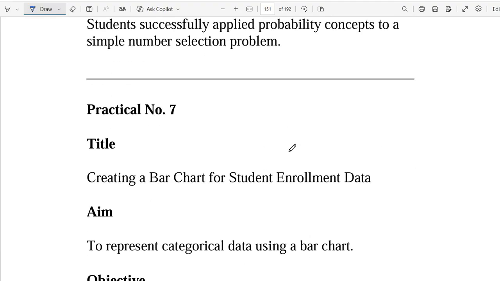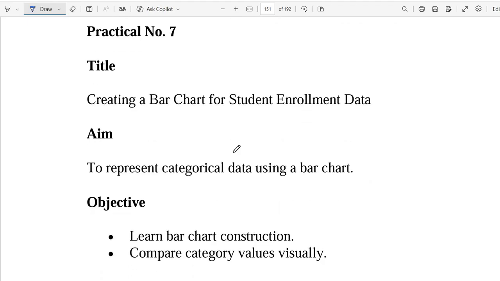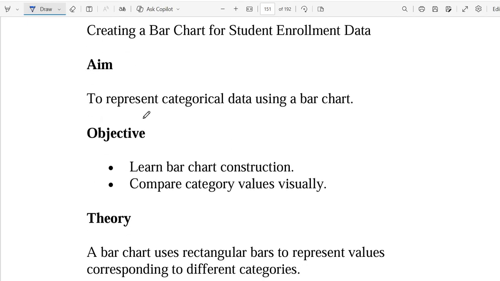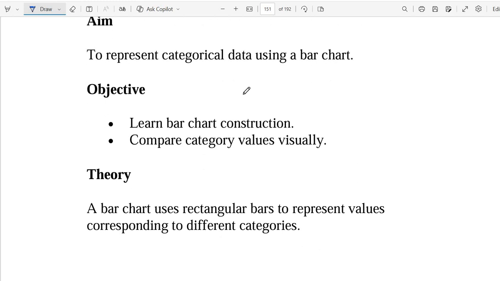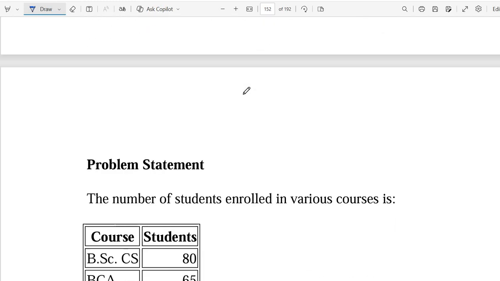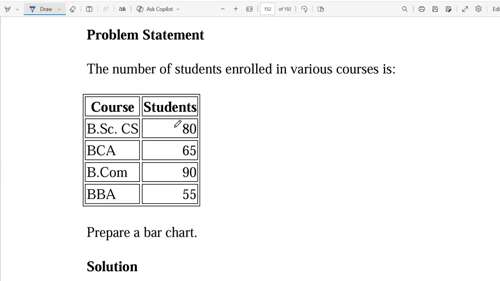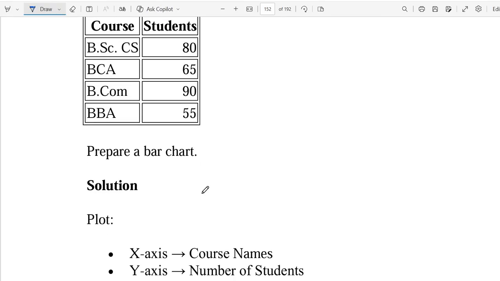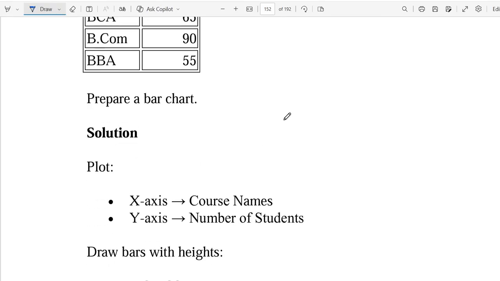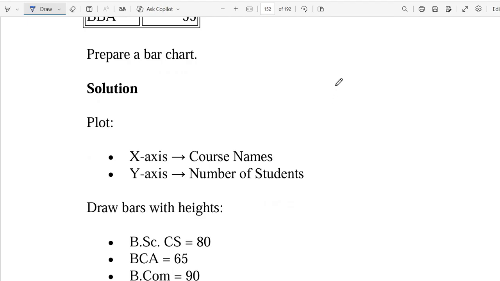Practical number 7. For practical number 7, we have to create a bar chart to represent categorical data. Let's see how we can make the bar chart, right? So this is our data: B.Sc CS students enrolled 80, BCA 65, BCom 90, BBA 55. Now we have to prepare a bar graph basically.